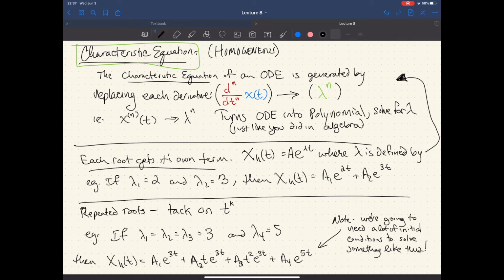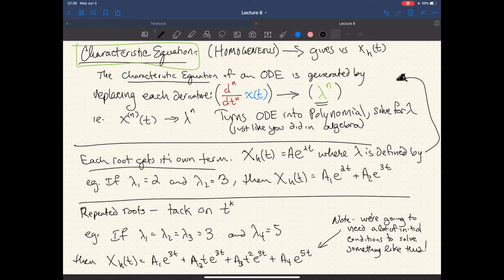Characteristic equation. This is used to solve the homogeneous equation. So this gives us x sub h of t. The characteristic equation of an ODE is generated by replacing our derivative of x(t). So we're just taking this part of the operator and our operand. Any constants that were out here, leave them alone. Because as it turns out, because it's linear, those are the only things we really care about.